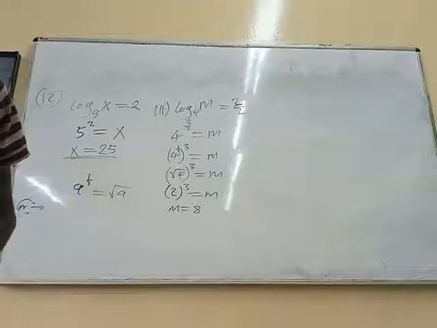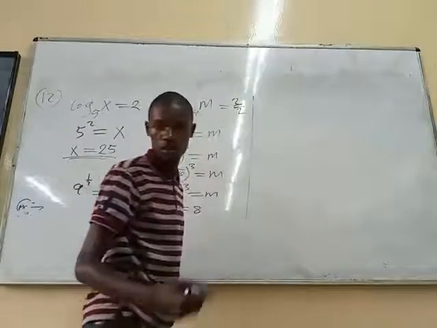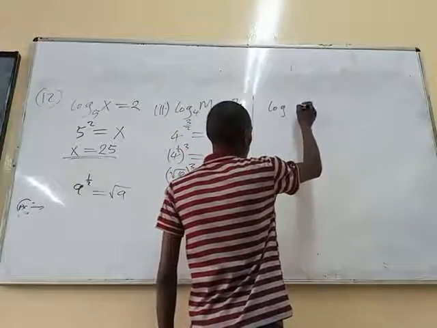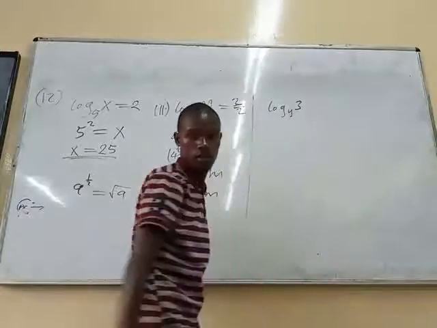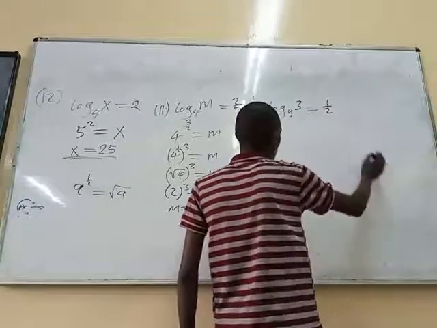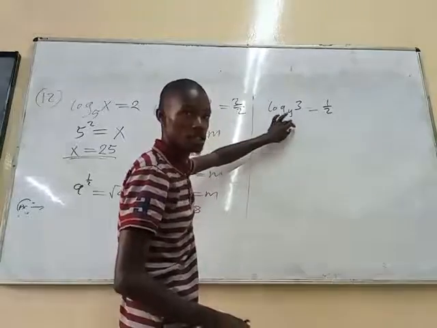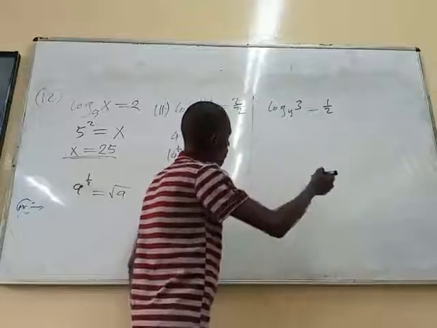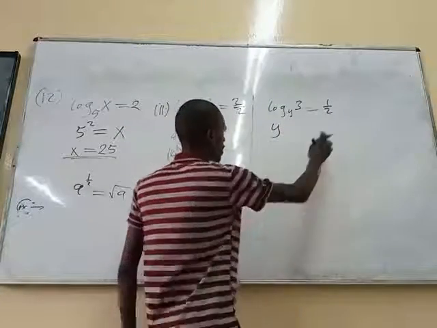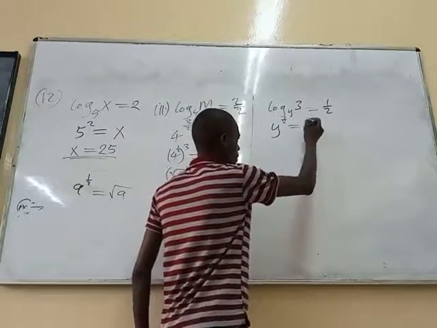Even the third question is still the same. The third question is the log of 3 base y is equal to half. This y in this case is called the base, so even when writing it in exponential, it's still going to be the base. And then the power is that side, which is half. From there, we equate this to 3.